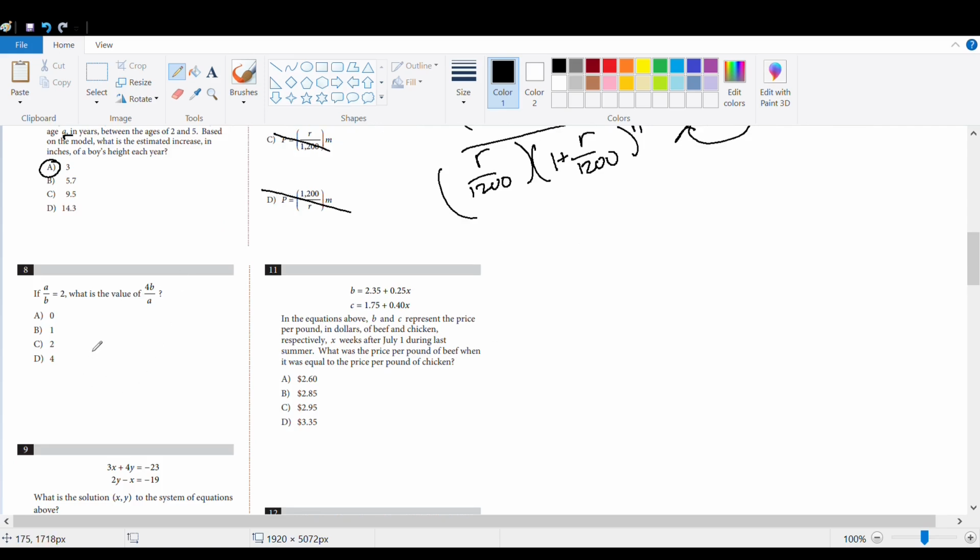And 8, if A over B equals 2, what is the value of 4B over A? So A over B equals 2, so A equals 2B. And if A equals 2B, then we just get 4B over 2B, because that is where A is in this equation here. And these B's cancel out, so we get 4 over 2, which is equal to 2, which is C.